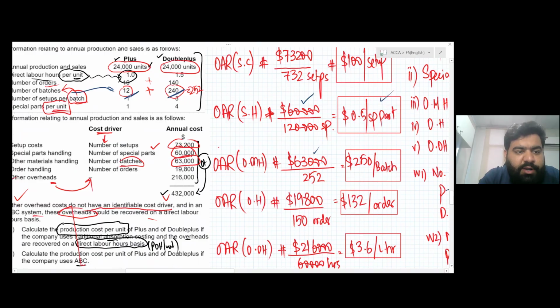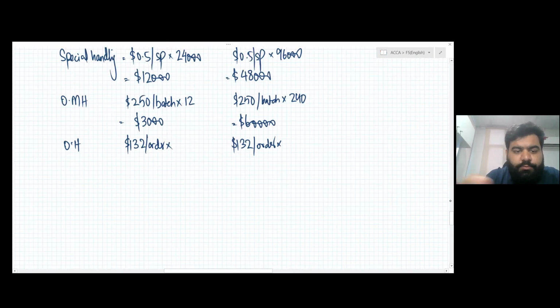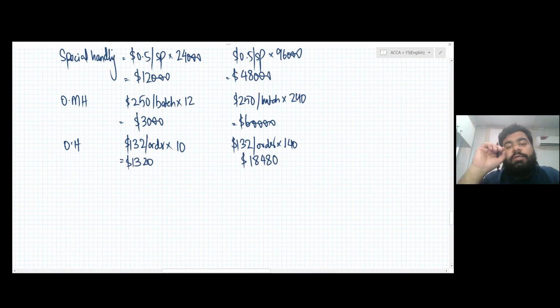10 and 140, right? Yes, 10 and 140. So we'll do here 10 and 140. It will be $1,320, and here 132 into 18480. We are calculating the total cost for each product, total cost of specific overheads. After that, at last, we will do per unit, right?